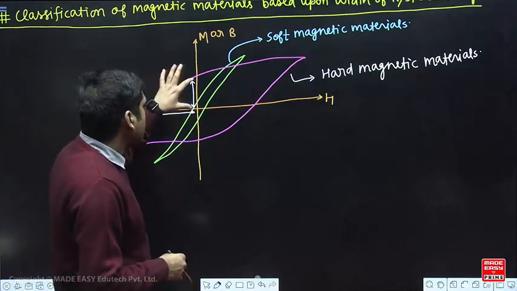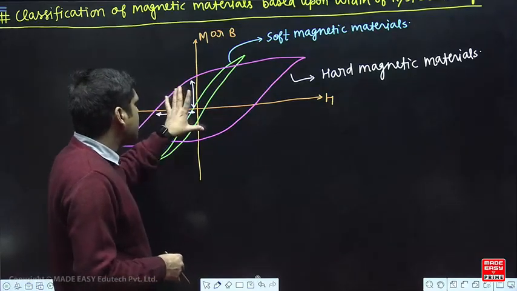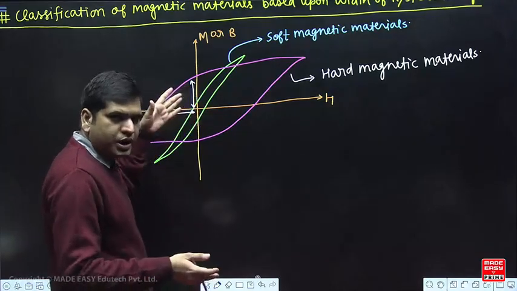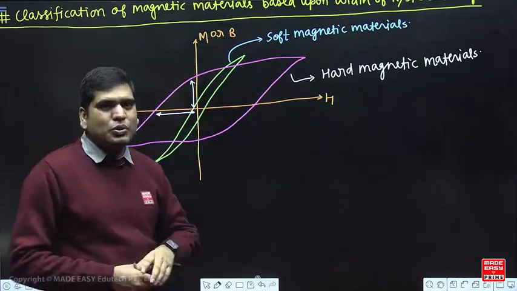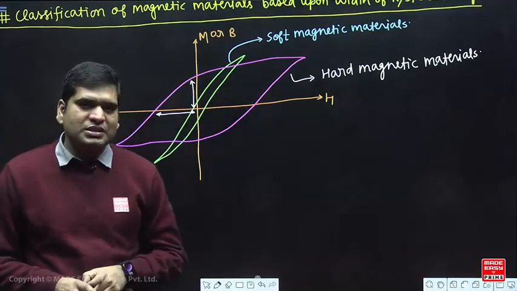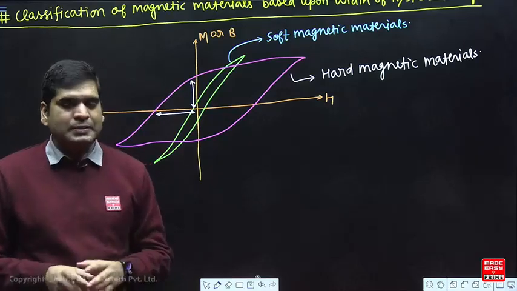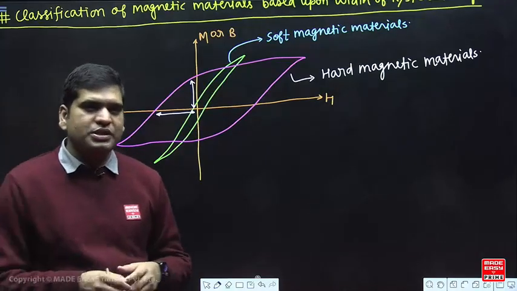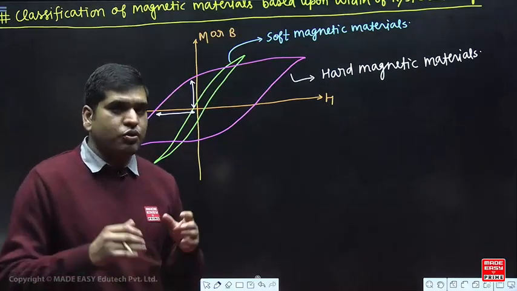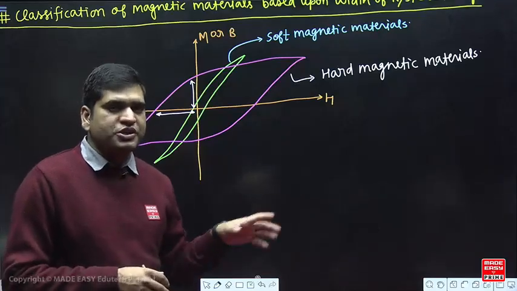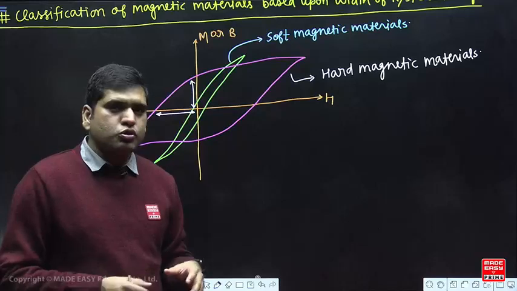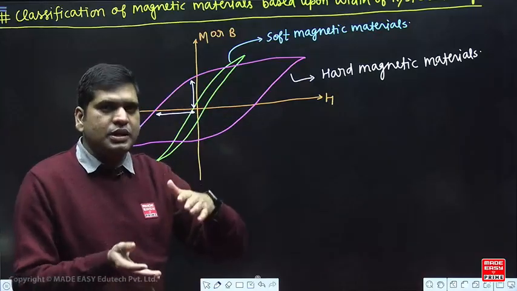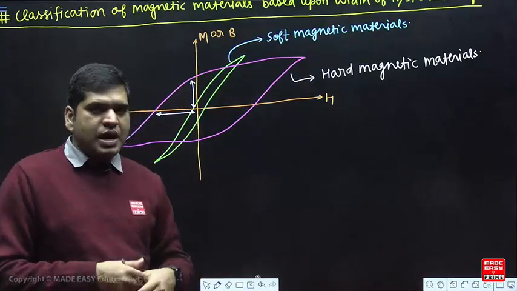Look at their properties: high retentivity, high coercivity, high hysteresis loss because of the wide hysteresis loop, but slope is less. So slope is less means permeability and susceptibility would be less. Generally, since everything is high, people put permeability as high also. No, permeability is what? Slope of the hysteresis curve. Susceptibility is what? Slope of the hysteresis curve. So slope for the wide curve is less and slope for the narrow curve is high.